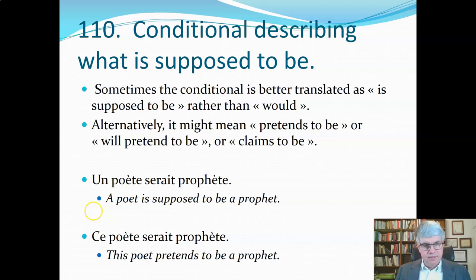Another possibility is ce poet serait prophète. So this is rather than just a poet in general, we've got this poet here pretends to be a prophet or claims to be a prophet. So that's different ways of using the conditional.